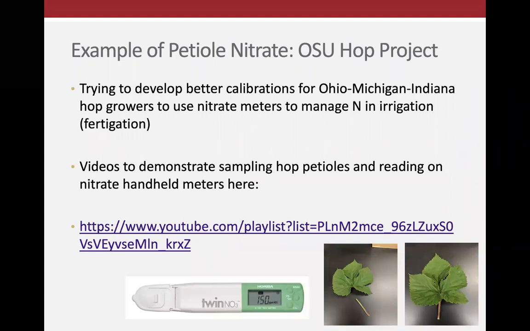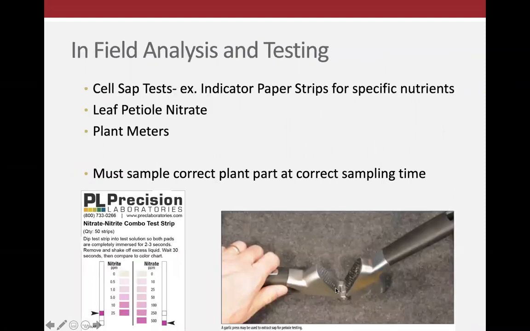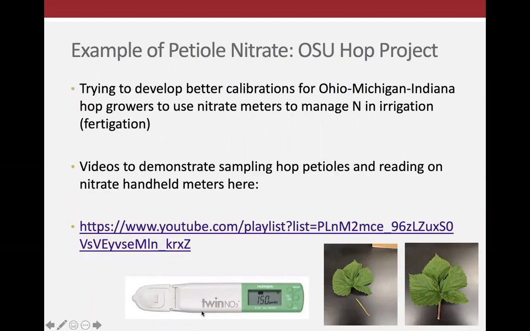So just as an example, we're in a project now that we'll be wrapping up at some point, but it's a North Central SARE funded project looking at hop production in Ohio, Michigan, Indiana, and can we use hop petioles? These are these little stems essentially down here. We can pluck those off, crush those in, say, one of these garlic mincers. Okay, that's a common thing. Collect the liquid in there, and then measure it on, say, this nitrate meter.